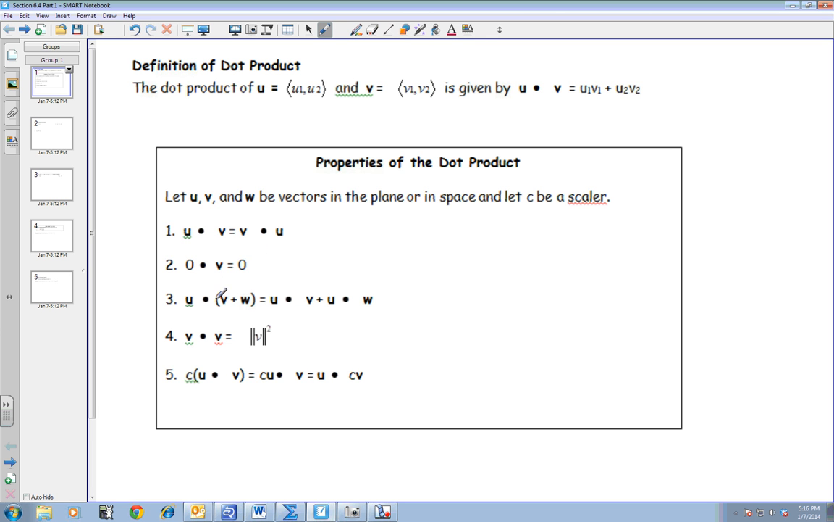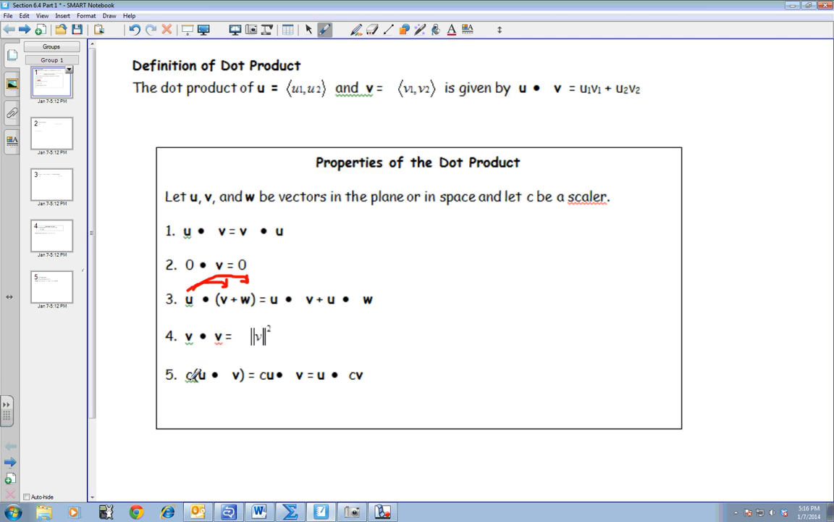And this kind of looks like the distributive property, on number 3. See how the dot product of u with v plus w is the same as the dot product of u and v plus the dot product of u and w? It's kind of like distributing. The dot product of v and v is the same thing as finding our magnitude squared. So it's kind of like v squared.